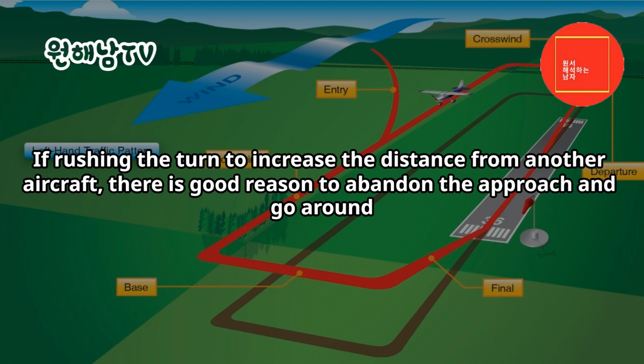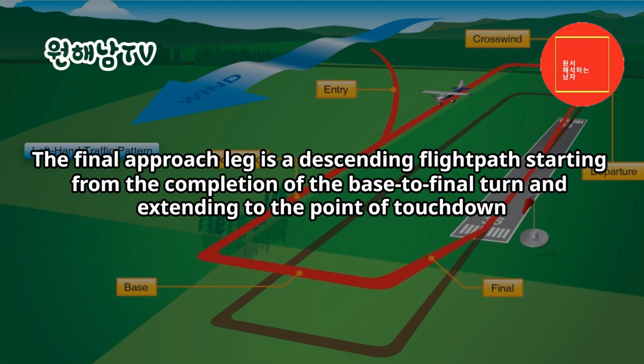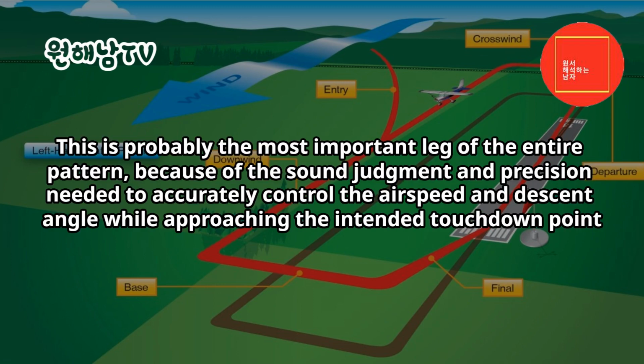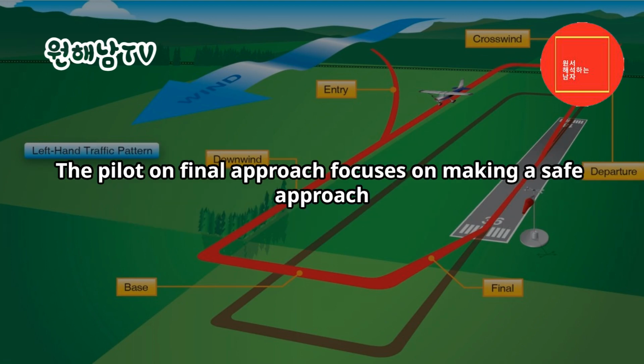The final approach leg is a descending flight path starting from the completion of the base to final turn and extending to the point of touchdown. This is probably the most important leg of the entire pattern, because of the sound judgment and precision needed to accurately control the airspeed and descent angle while approaching the intended touchdown point. The pilot on final approach focuses on making a safe approach.